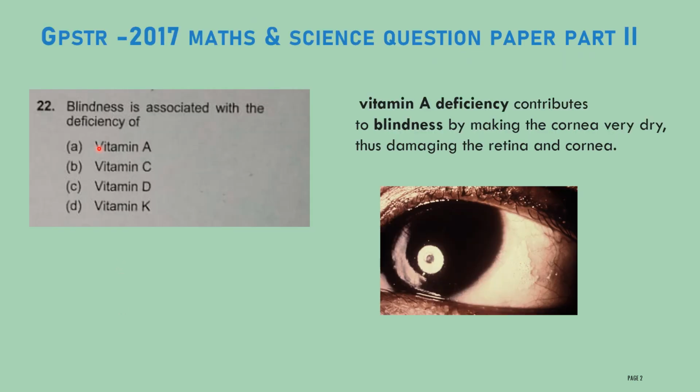Let us discuss the question. Blindness is associated with the deficiency of: option A, vitamin A; option B, vitamin C; option C, vitamin D; option D, vitamin K. Vitamin A deficiency contributes to blindness. How will it cause blindness?